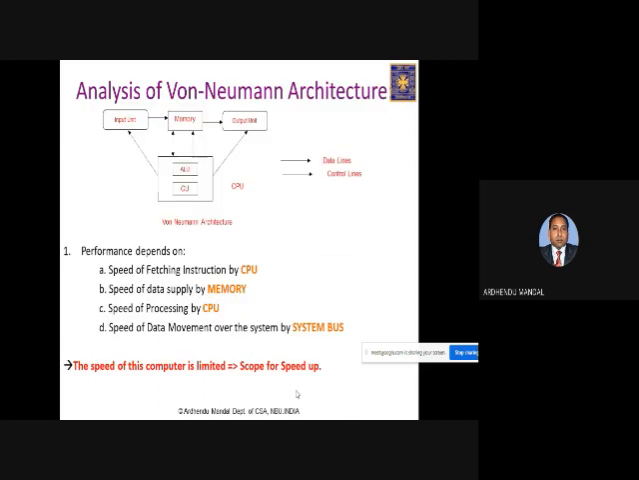So the performance depends on how fast we can fetch the instructions that will be done by the CPU, how the data supply to be increased, that for that responsible is your memory, so we have to speed up the memory, and the processing power doing some calculation, arithmetic or logic operations, we need to speed up the CPU, and for the data movements we require to improve the bus system or data lines or control lines, whatever. So these are the scope area where we can do something so that we can increase the performance, because these are the primary component of any systems.